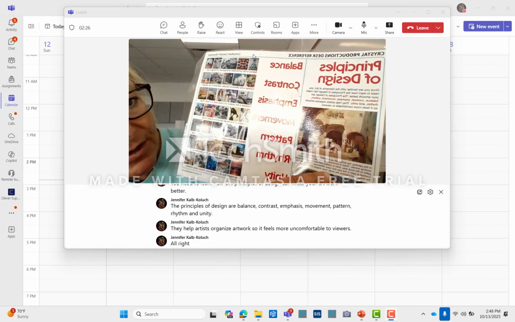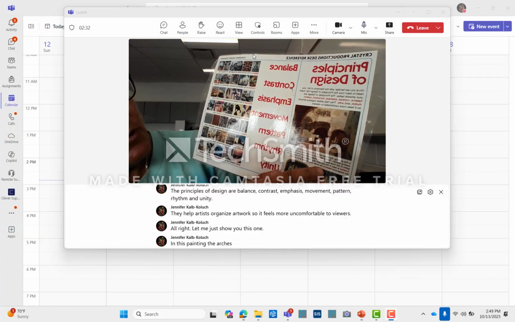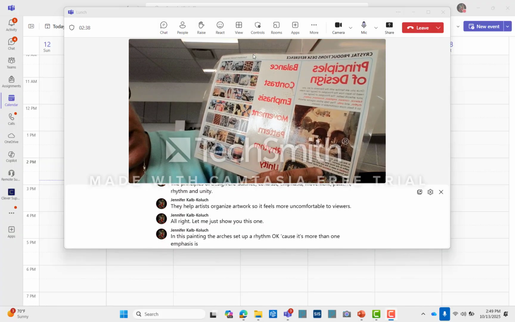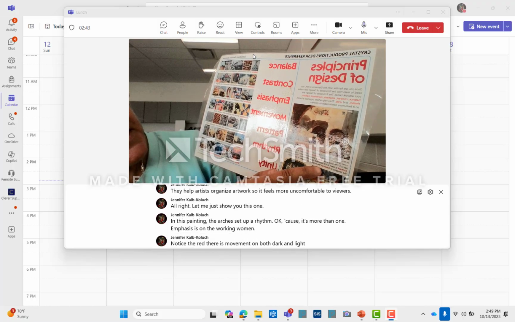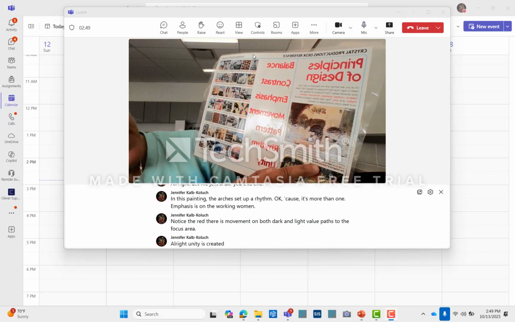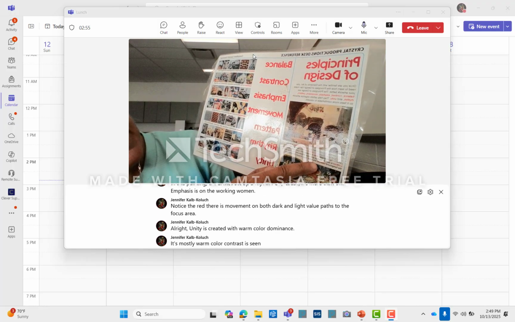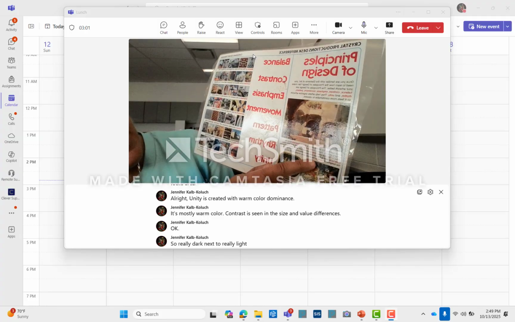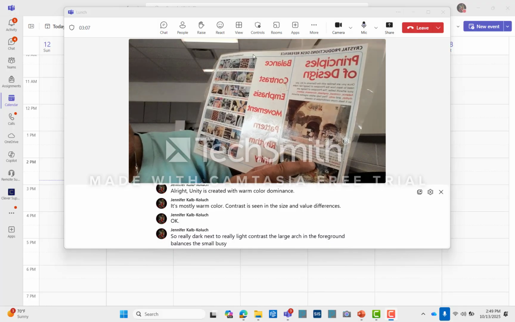All right, let me just show you this one. In this painting, the arches set up a rhythm, okay, because it's more than one. Emphasis is on the working women. Notice the red. There is movement on both dark and light value paths to the focus area. All right. Unity is created with warm color dominance. It's mostly warm color. Contrast is seen in the size and value differences. Okay, so really dark next to really light. Contrast. The large arch in the foreground balances the small busy shapes of the tiny woman.